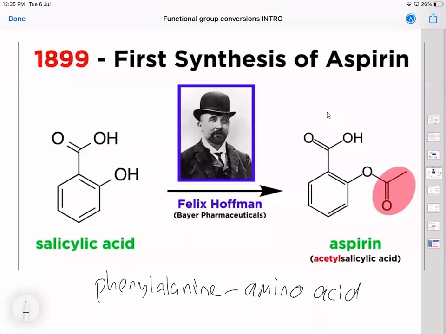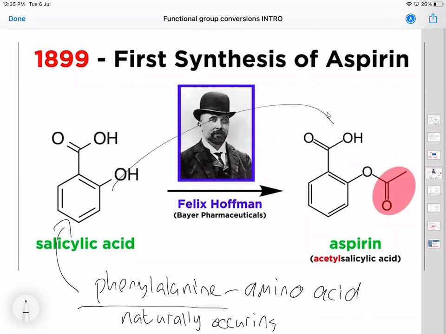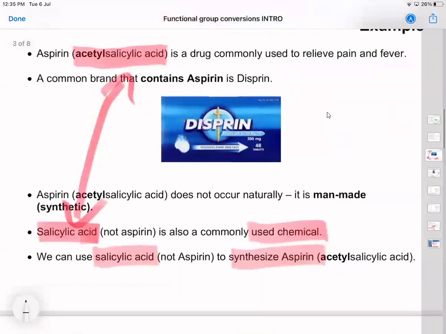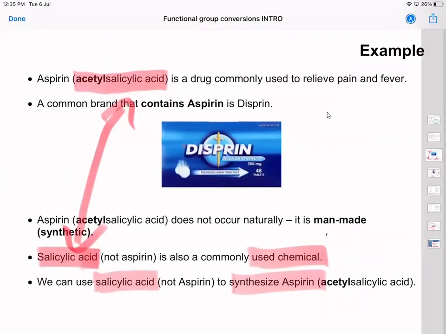So here's a very good point, and I'm glad you asked the question: we can get phenylalanine naturally. So we can find this in nature. This is naturally occurring. Cool. We can turn it into salicylic acid, and we can take the salicylic acid and turn it into aspirin. So no, not all drugs are naturally occurring. In fact, most drugs that we take are synthetic. Most drugs that we take are man-made.